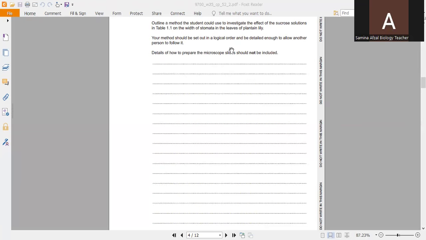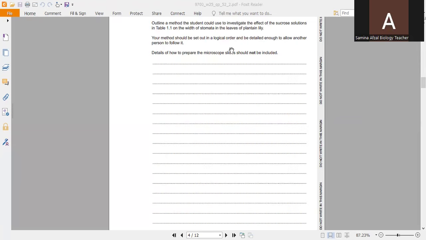You know that in A levels, we use the unit micrometers for our calculations. Then we will equilibrate: we will allow the epidermal peels to remain in the sucrose solution for a set period, that can be 10 to 15 minutes, to reach osmotic equilibrium before observation.